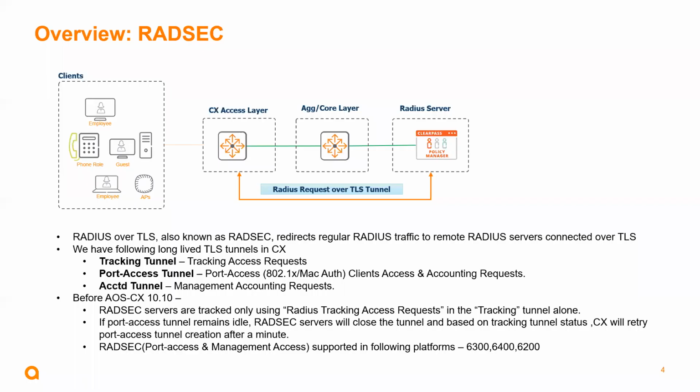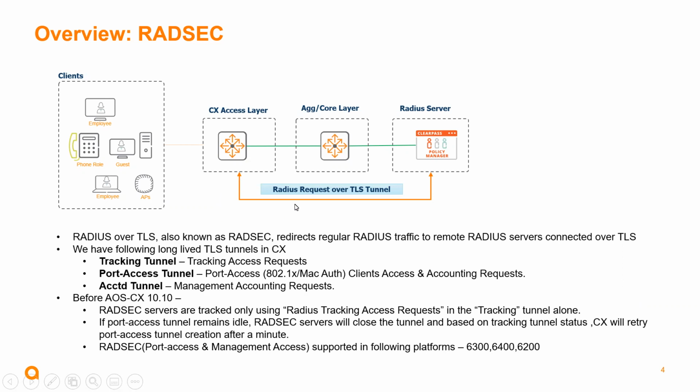So let me start with the overview of RADSEC. RADSEC is a feature supported in our CX switches from the 10.05 release onwards. RADSEC is RADIUS over TLS. It is used for redirecting our regular RADIUS traffic to remote RADIUS servers connected over TLS. It is like a TLS tunnel formed between our access CX switches and our RADIUS server. ClearPass is one of the widely used RADSEC servers.